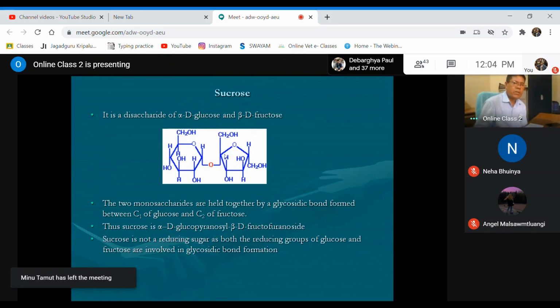That means the linkage is between carbon number 2 of the fructose. So the linkage is formed between carbon number 1 of the glucose residue and carbon number 2 of the fructose residue. Then the configuration is alpha. So it is an alpha 1 to 2 glycosidic linkage.